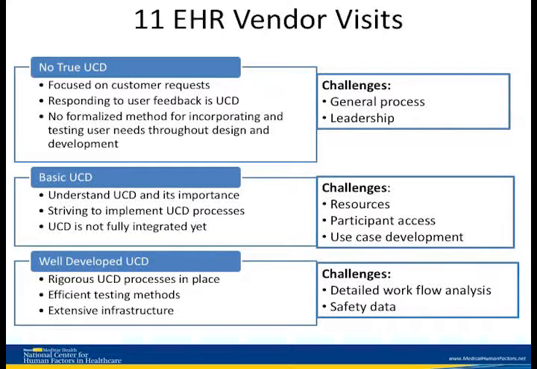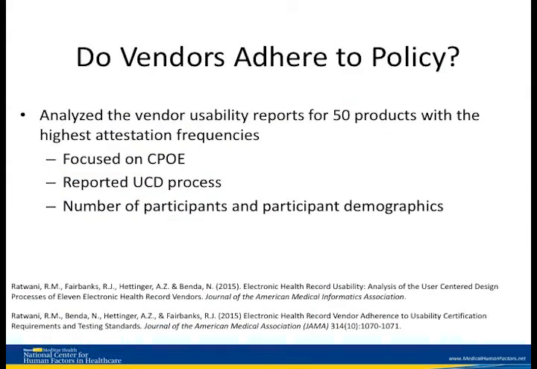So this is what we found with the vendor visit work. Now, that sort of pushed us to say, well, we have some insight here that maybe 2/3 don't quite have the usability processes that they need to. And we just talked about the O&C requirements for building certified technology. So are vendors actually adhering to policy?